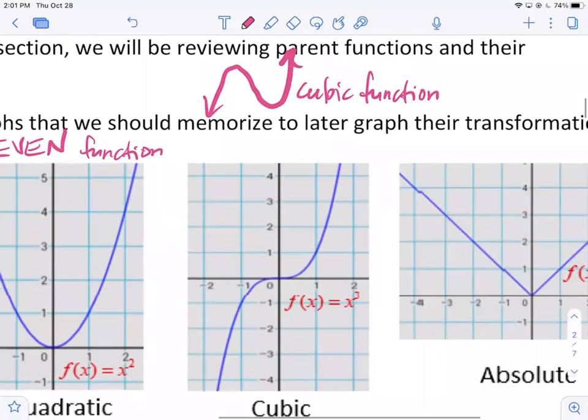So they can actually have what we call local max or mins. They don't just have to go horizontal, keep going. This function here is, again, an odd function. Odd function. All right, so you should know this function.